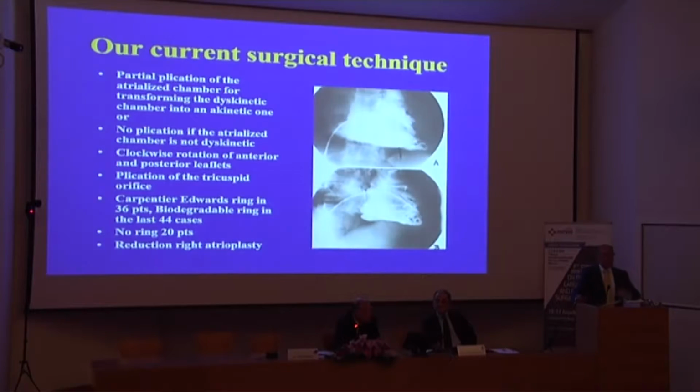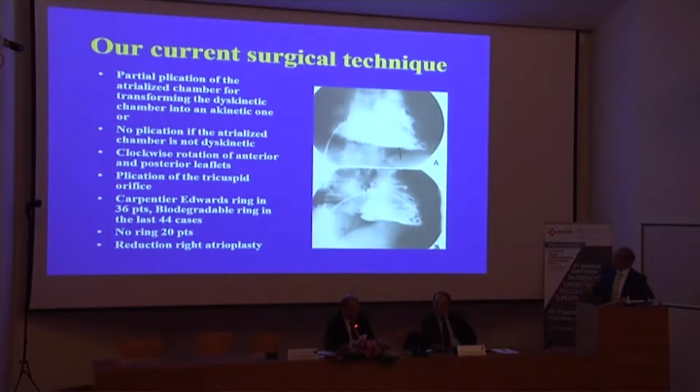Now, I modified a little bit the surgical technique described by Carpentier. It's a modification of Carpentier. First, I check the pre-op echocardiography. If there is dyskinesia, I do a central partial plication of the dyskinetic segment in order to convert the dyskinetic segment into an akinetic one, because we know very well the hemodynamic consequences of dyskinesia are worse than those of akinesia. If there is no dyskinesia of the atrialized chamber, I stop doing plication.